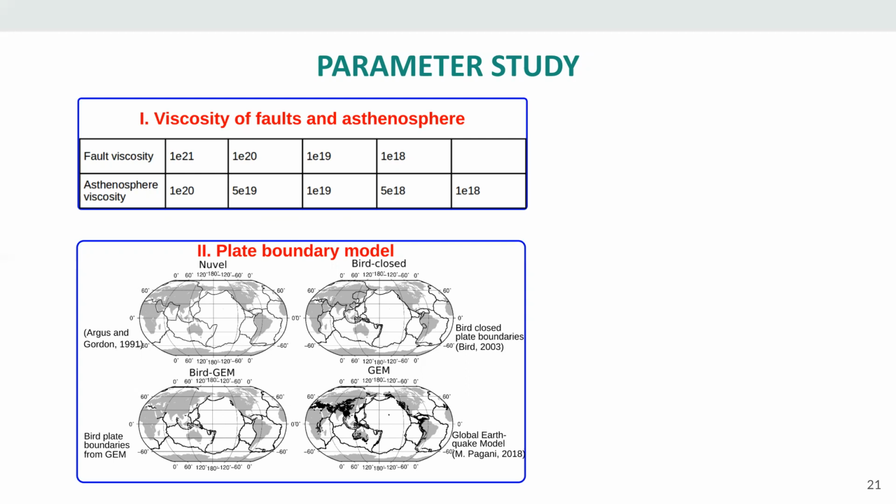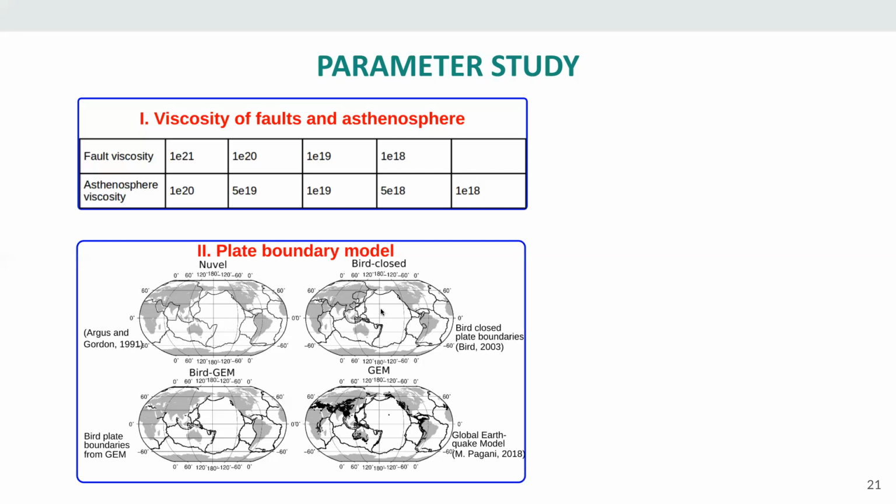And we choose different plate boundary models, because our goal was to see the effect of using a different plate boundary geometry than the simplified plate boundary geometry. So we tried 4 different models. This is the Nuvel model, which is the most simplified one, and this is what the community uses in global mantle flow models. This model does not have dip information, so it's only a vertical weakness that is prescribed.